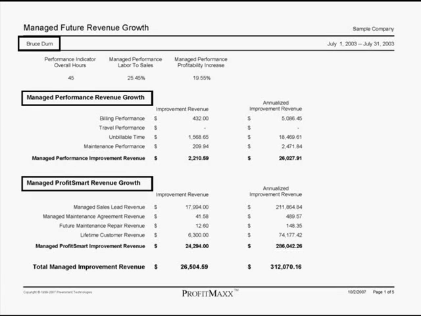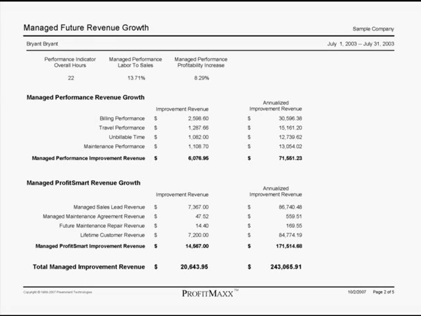This brings us to the total managed improvement revenue. This is the total of the performance revenue growth section and the ProfitSmart revenue growth section. This is the overall potential performance revenue increases we could have seen by managing Bruce to our goals and expectations. For this 1 month alone, our company could have realized an extra $26,504 in revenue. Over the course of a year, without any changes, this will cost our company, in potential revenue, a total of $312,070 just for Bruce Dern alone.